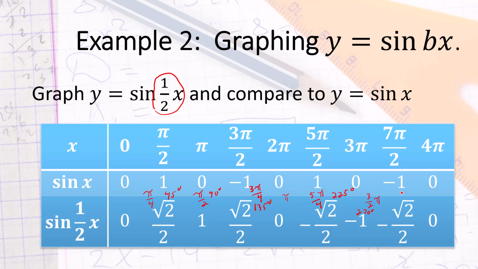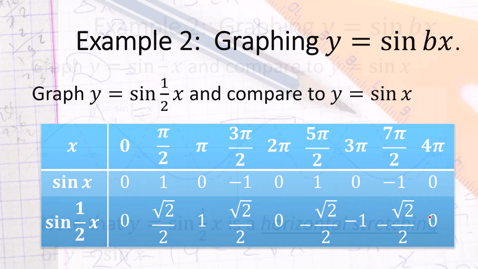And then 7 pi over 4, half of that is going to be 7 pi over 2. I'm sorry, 7 pi over 2, half of that is going to be 7 pi over 4. That actually is 315 degrees. Reference angle of 45 in quadrant 4, so it's going to be negative. And then half of 4 pi is 2 pi, and we have 0 there.